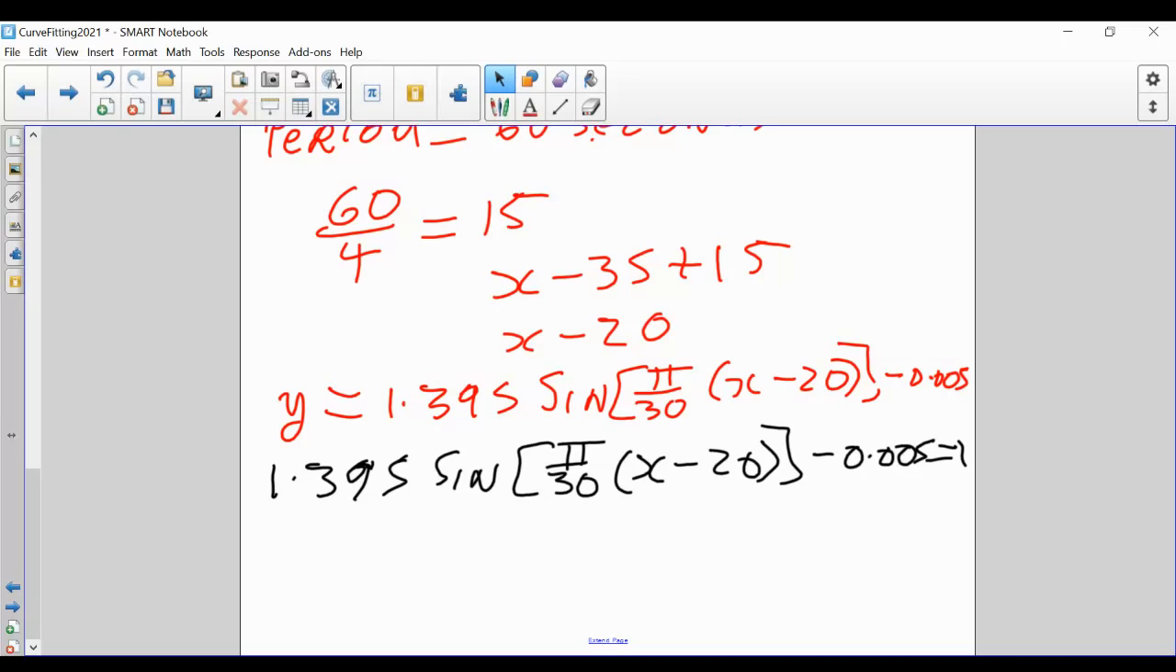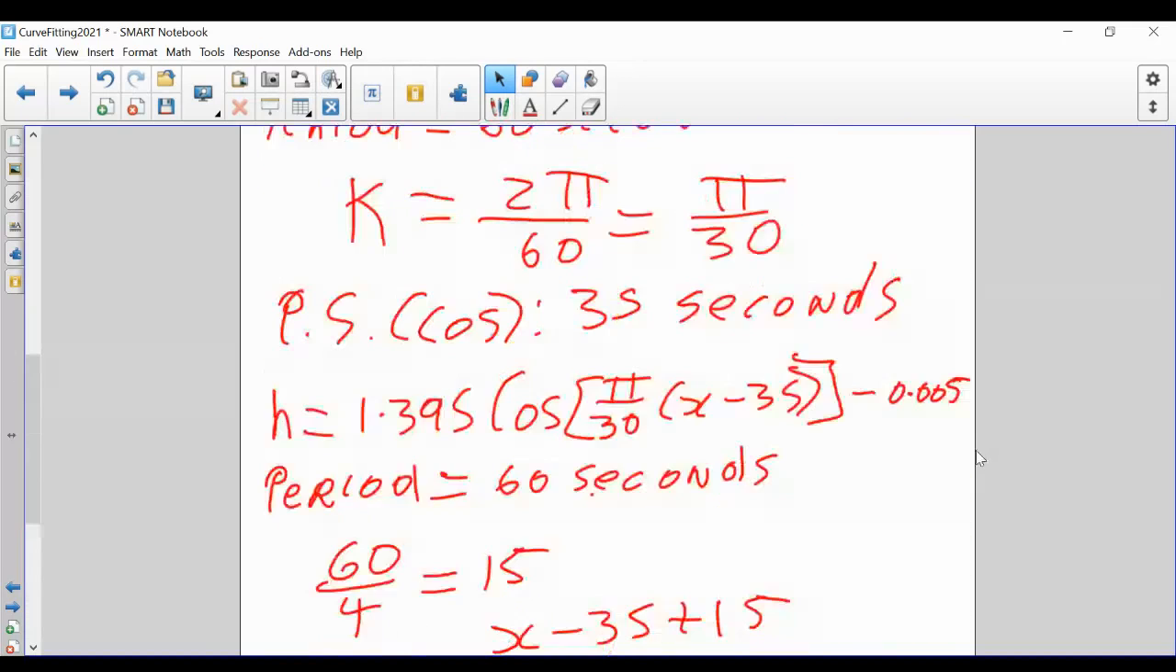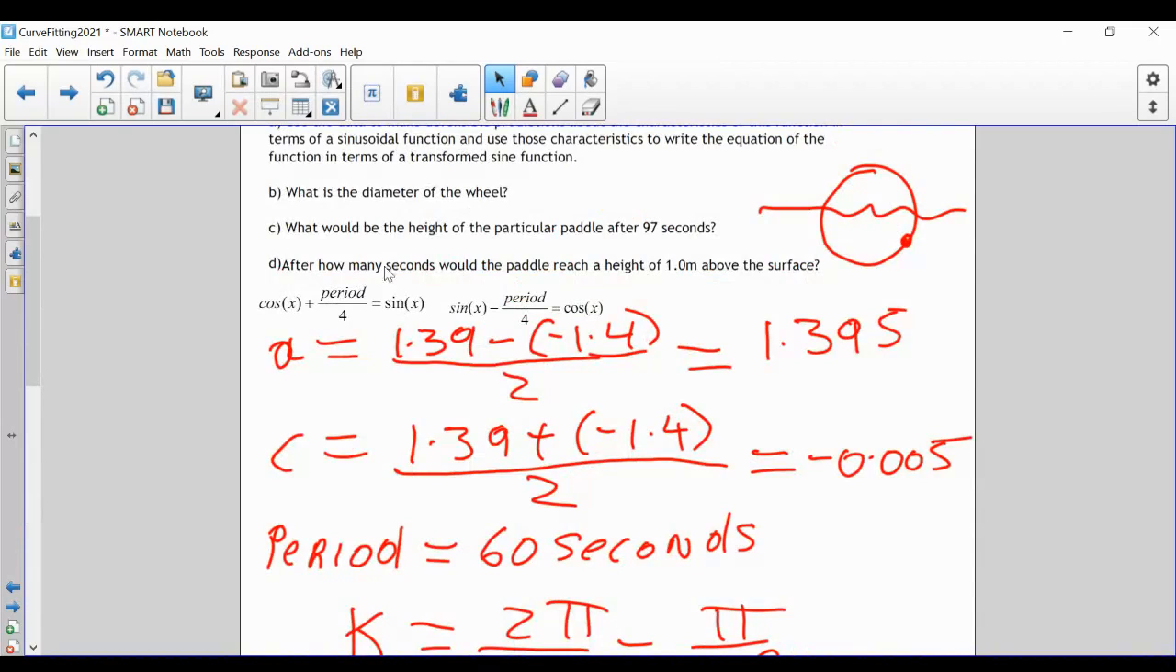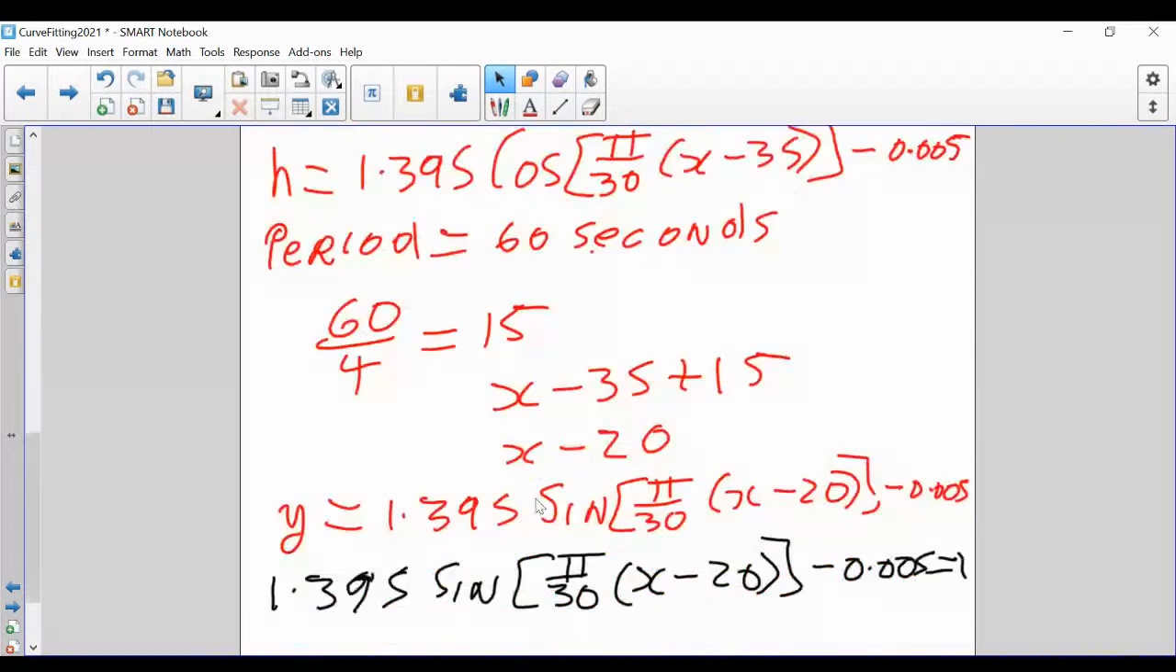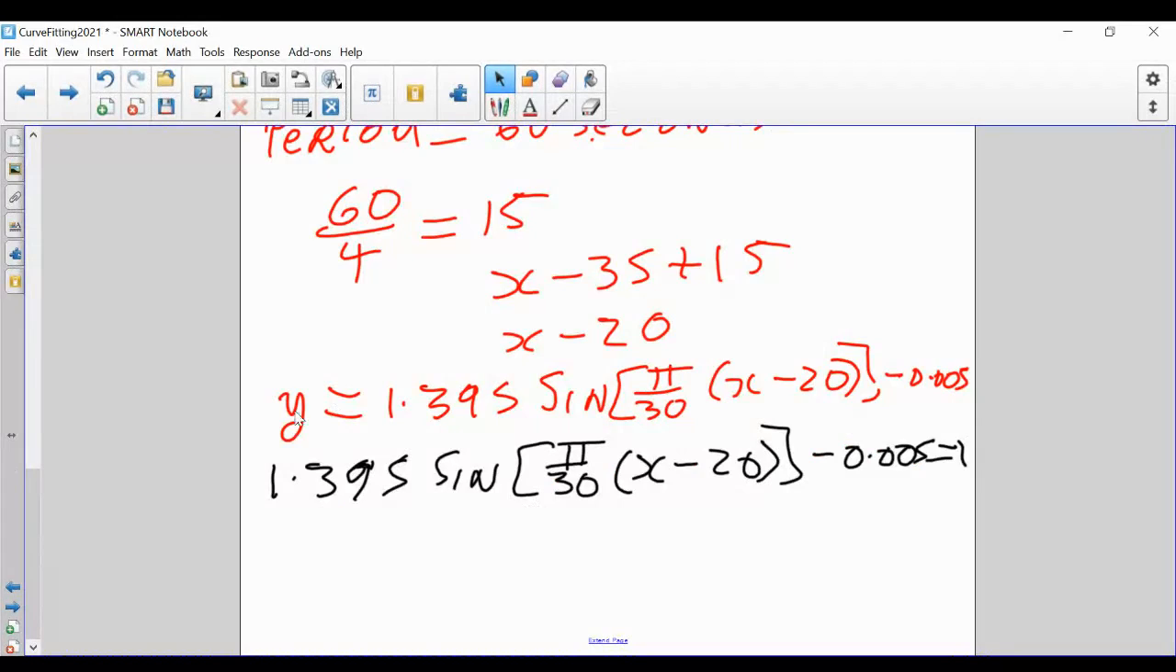Quinn is asking. Okay, let me go back and show you. The question says, after how many seconds would the paddle reach a height of 1 above the surface? Okay, Quinn? So that means that we should be using a positive 1. If it had said 1 below the surface, then I'd have used negative 1. But because it says above the surface, I'm using positive 1. And I'm setting the equation equal to it because that's the height. This equation that we have here is a height equation. I have y here, but this should really have been the height. The height is equal to all of this thing here. So Quinn, that answers your question, hopefully.